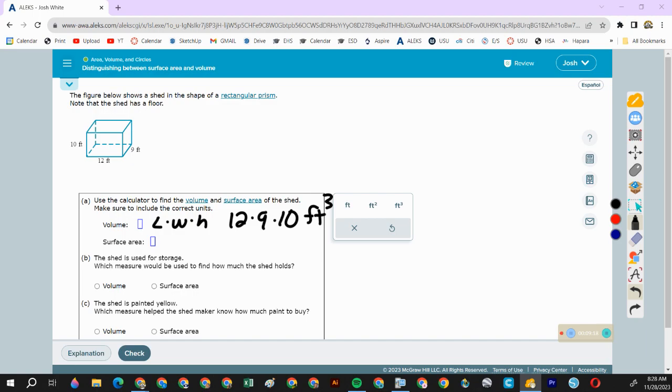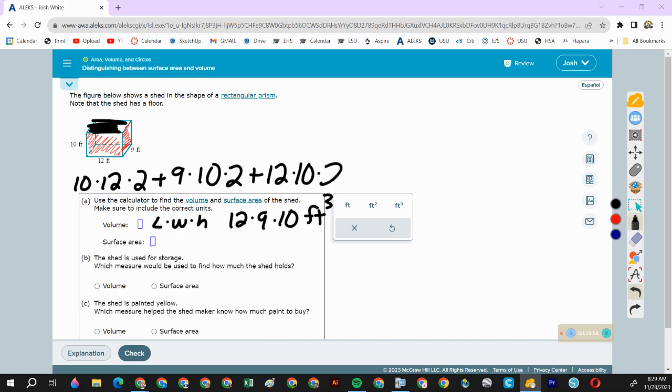How would we find the surface area? Well, I would need the area of this, which is 10 times 12. And then I have two of those, one on the front and one on the back. So I times that by 2. And then I find this area, which is going to be 9 times 10. So plus 9 times 10. And then I have two of those, the right side and the left side. Plus, I find this area, which is 12 times 10. And I have two of those, the top and the bottom. So I times that by 2.